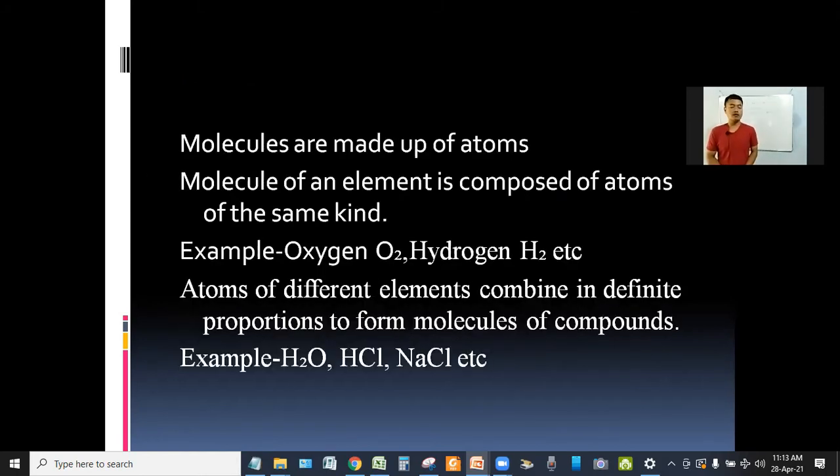We know that molecules are made up of atoms. Two or more atoms come together to form molecules. A molecule of an element is composed of atoms of the same kind, for example oxygen, hydrogen, etc. These atoms can combine with each other or with other atoms. When atoms of the same kind combine with each other, we call it a molecule of an element. Example: oxygen molecule, hydrogen molecule, etc.